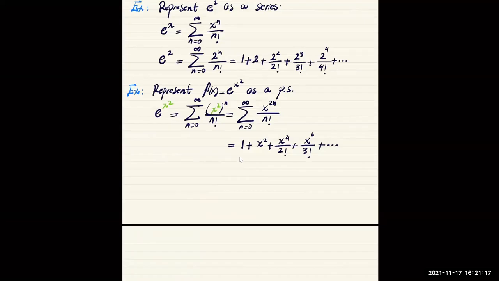But e to the negative x squared cannot be integrated. There is no antiderivative for e to the negative x squared. There is no function whose derivative is e to the negative x squared. I have mentioned that before. It's one of those classic problems that doesn't have an antiderivative. So instead of integrating that, you can integrate the power series.